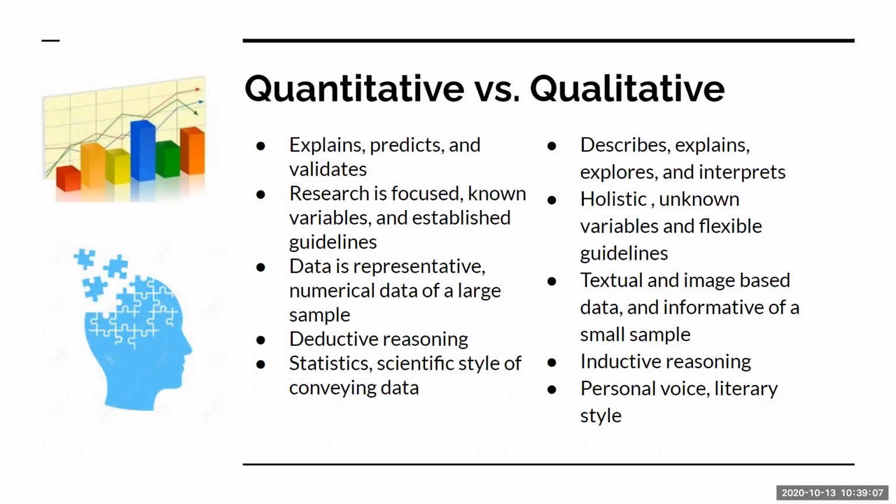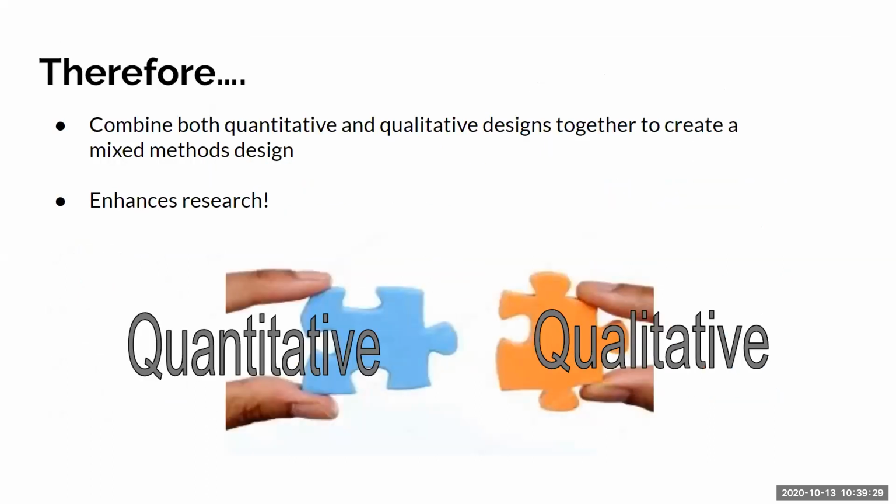Qualitative data, on the other hand, describes, explains, explores, and interprets. It has a holistic view with unknown variables and flexible guidelines. Textual and image-based data is primarily in qualitative data, and it is informative of a smaller sample. It is usually inductive reasoning, and it is a personal voice with literary style. Therefore, you should try to combine both quantitative and qualitative designs together to create a mixed methods design, which enhances research.